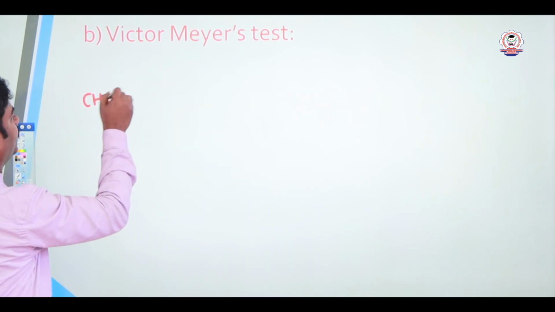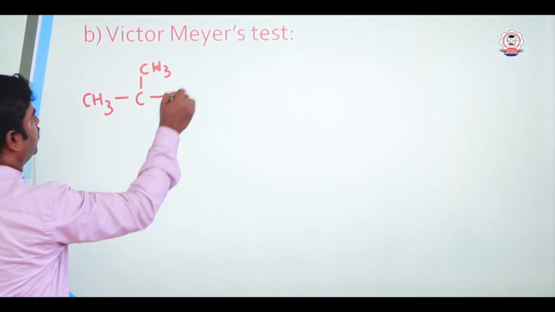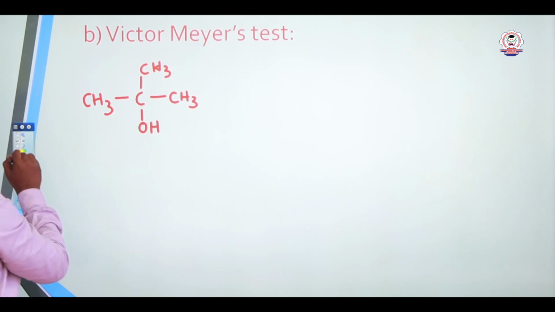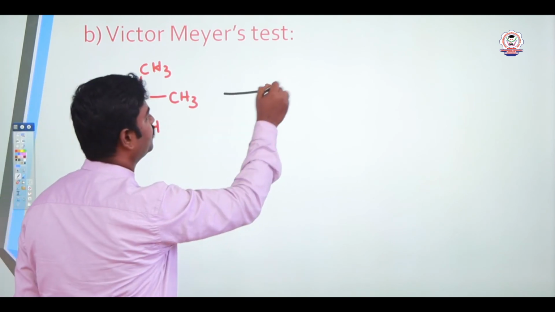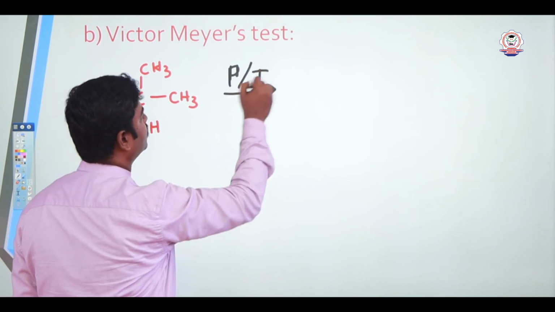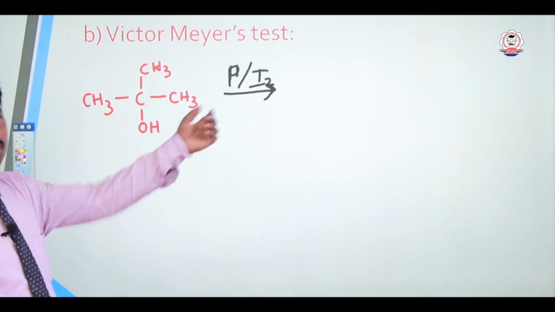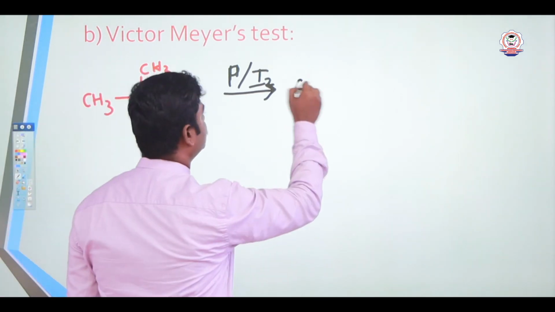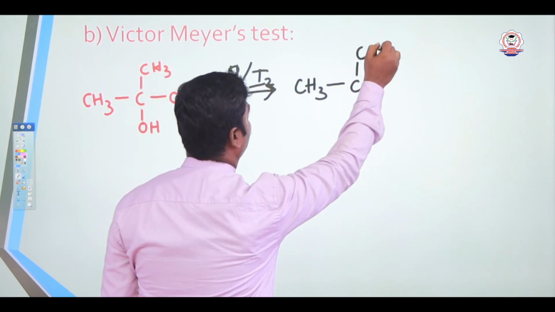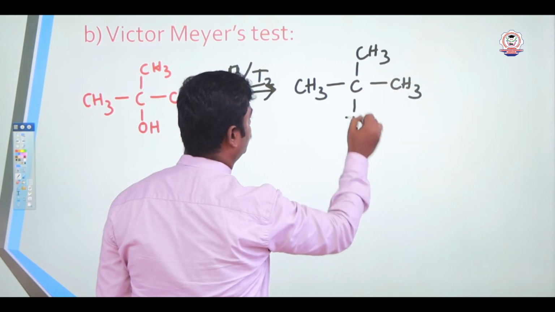CH3, C, CH3, CH3, and we have an OH group here. So now we are going to substitute using phosphorus with iodine. The product is the replacement of OH with iodine. So the product is CH3, C, CH3, CH3 and an iodine group.